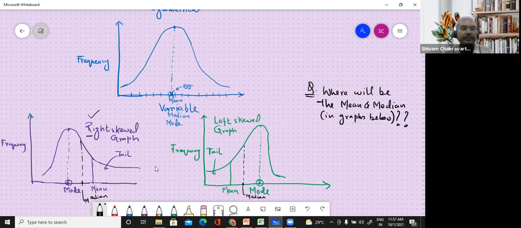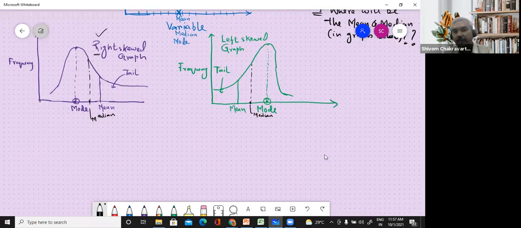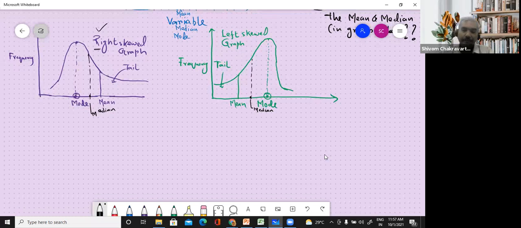There are a couple of ways to measure skewness, and we will discuss three ways. All three are almost equally popular. The first one is statistically more robust, or logically more robust, we can say. The other two are also good measures of skewness. They help you compare graphs. Which one is more skewed? Which one is less skewed?